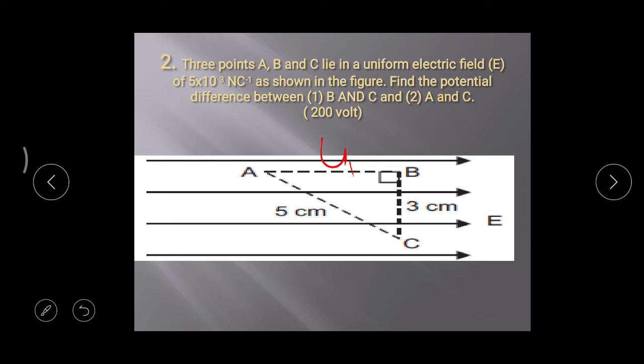Using the formula of work done, that is equal to force into displacement, for unit charge we can write it as electric field into displacement. The value of electric field given here is 5 into 10 to the power 3 Newton per Coulomb. We place this value here, and the displacement, this 4 centimeter, we place here. By multiplying these two values, we get work done as equal to 200 joule.